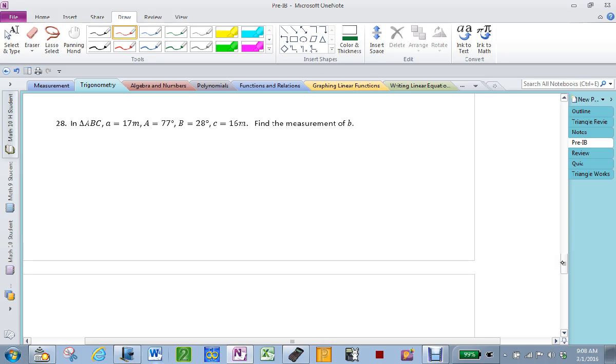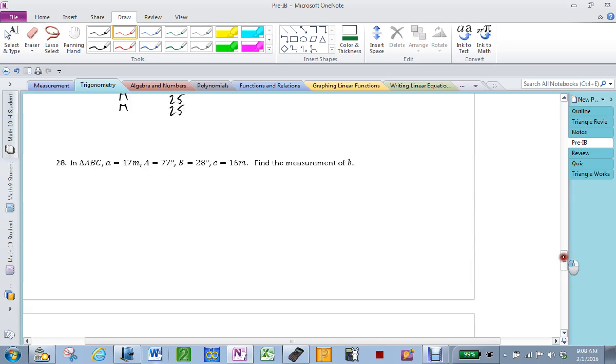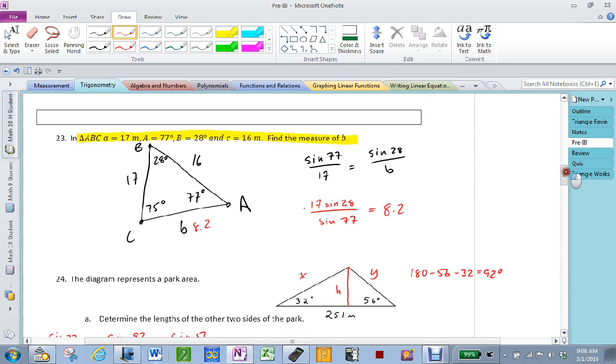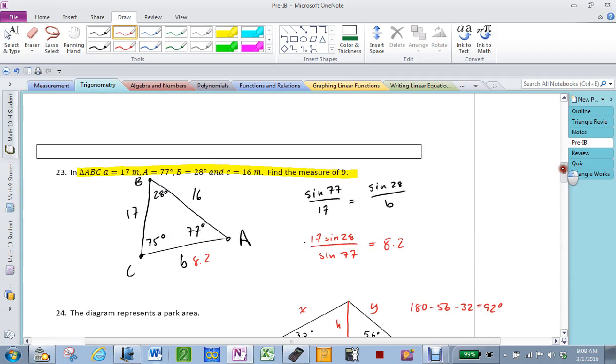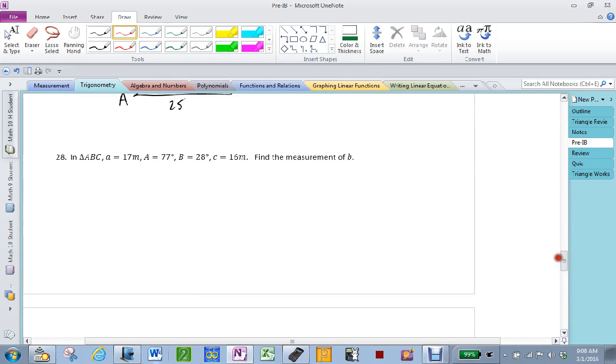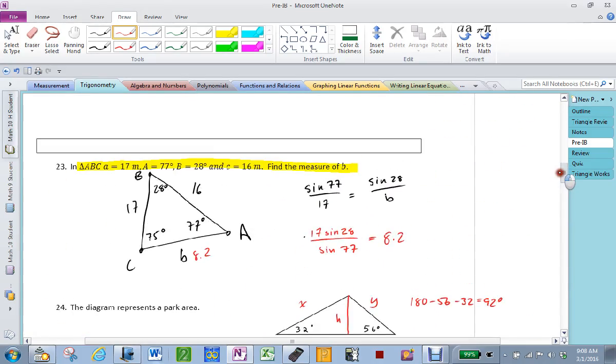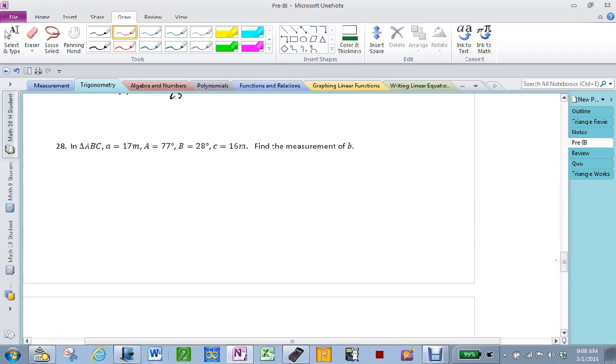So it's the same triangle, isn't it? Yeah. But we have different information. I think it's the same triangle, isn't it? The one before, A was 17, B was 28, C was 16. Wait a minute, it's the exact same question. Well, that's interesting. Find the measurement of B. I found the answer. We should not be finding the measurement of B. 8.2. We should be finding angle C, maybe. Yeah. Sure. Let's try that. Find big C.